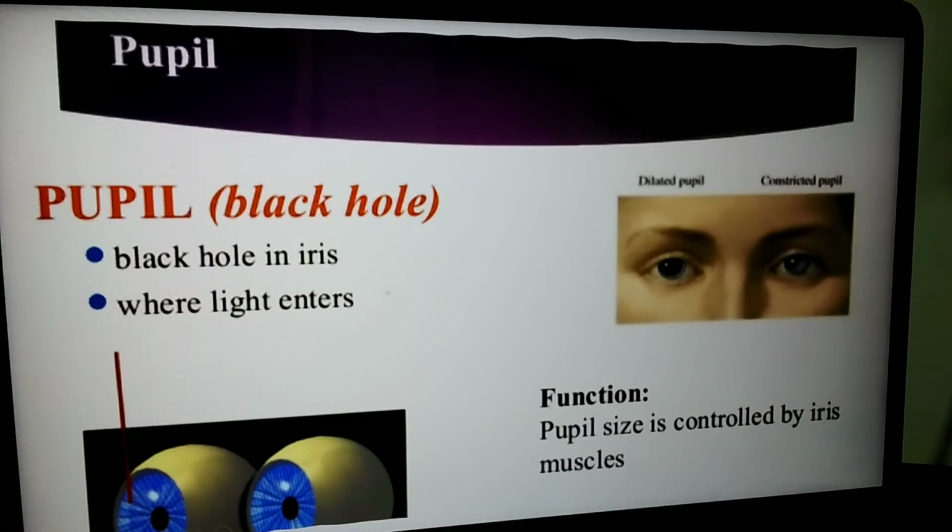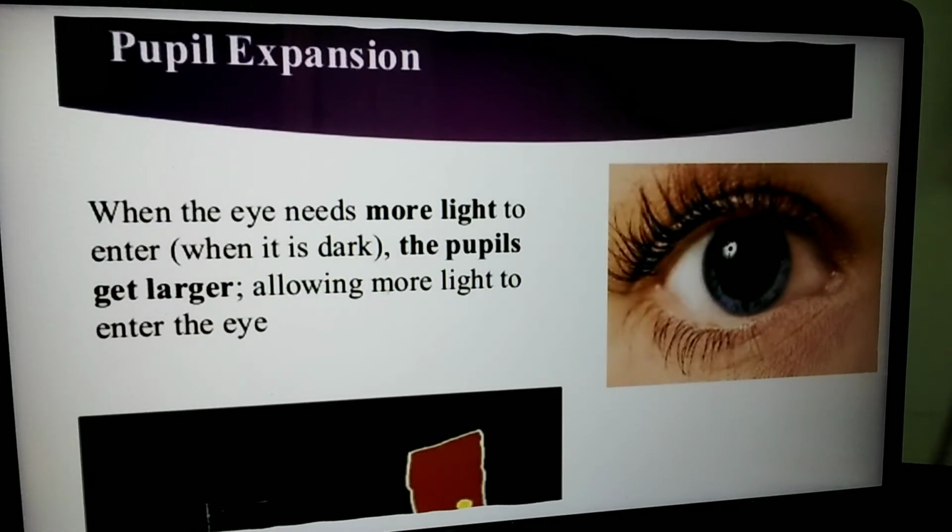Pupil, a black hole in the iris where light enters into the eye. Pupil size is controlled by the iris muscles. Pupil expansion: when the eye needs more light to enter, that is when it is dark, the pupils get larger, allowing more light to enter the eye. This flexible expansion is done by the iris. So iris controls the size of the pupil.